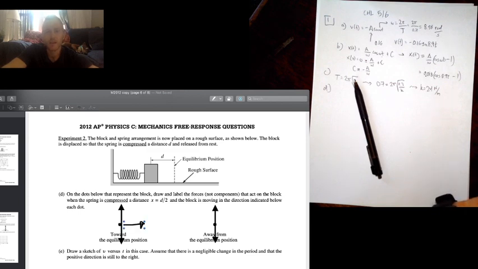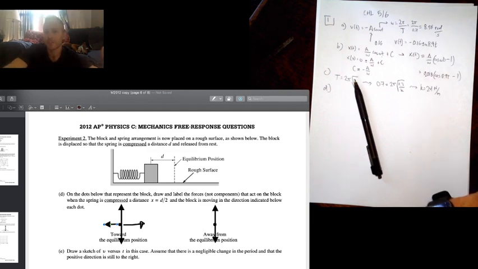And then it's a rough surface, so friction is going to be pointing opposite the direction of motion, like that. Okay. I should draw friction as shorter because it is accelerating towards the equilibrium position.